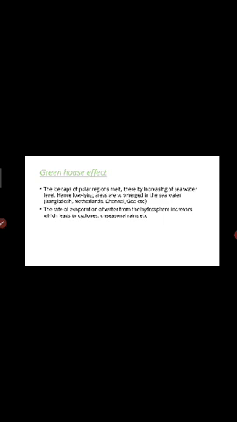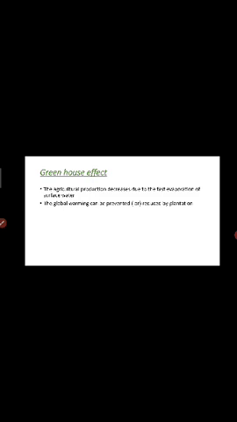The rate of evaporation of water from the hydrosphere increases, which leads to cyclones and unseasonal rains, etc. With the fast evaporation of water, agricultural production also decreases due to the fast evaporation of surface water. Global warming can be prevented or reduced by plantation.